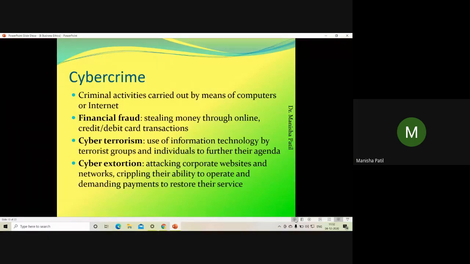Next one is cyber extortion. It is attacking corporate websites and networks, crippling their ability to operate and demanding payments to restore their services.